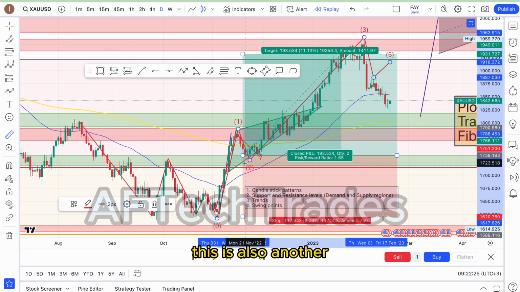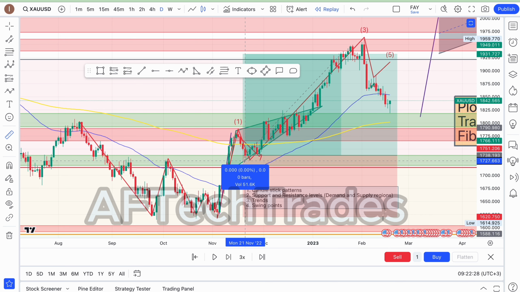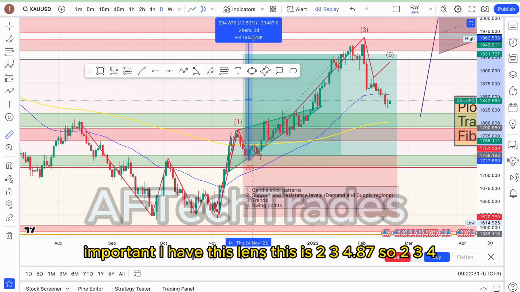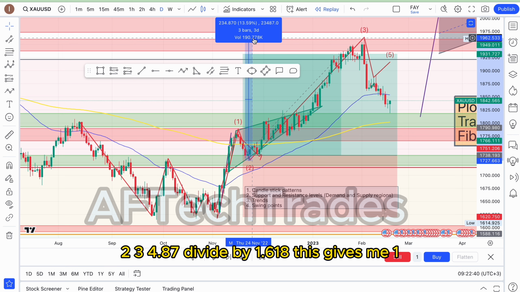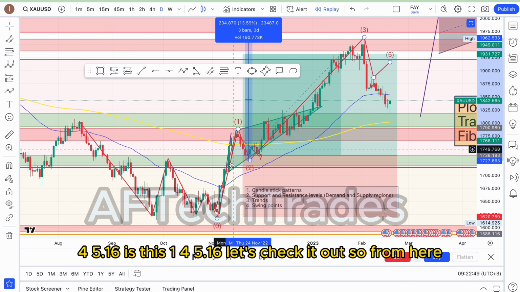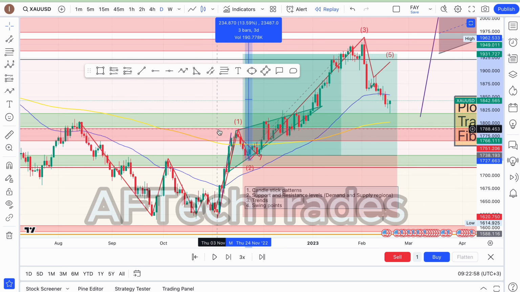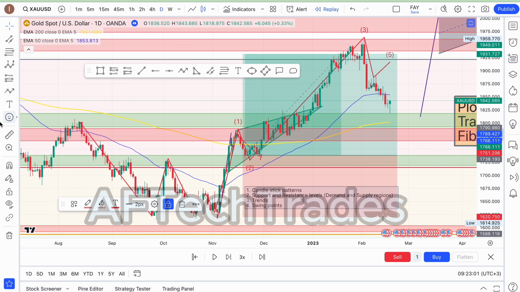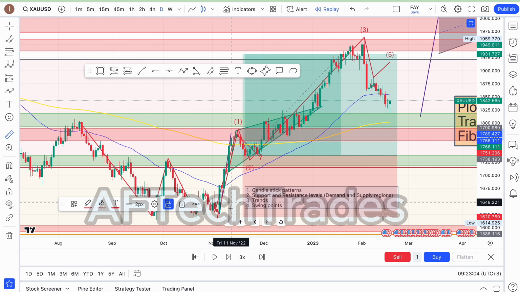Whether this is also another important one. I have this length, which is 234.87. So 234.87 divided by 1.618 gives me 145.16. Is this 145.16? Let's check it out. So from here, 145.16.